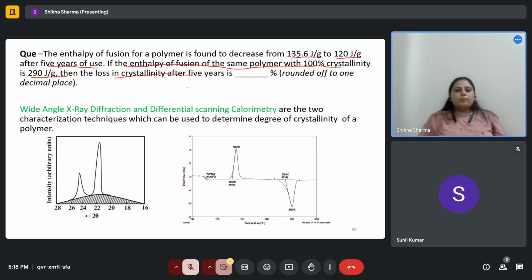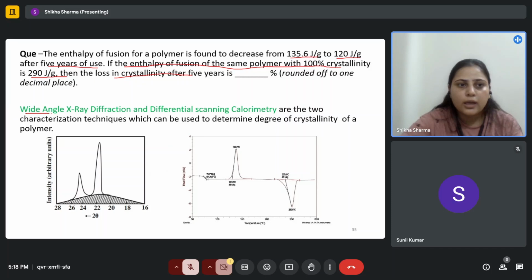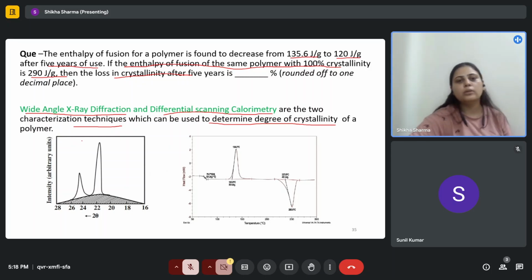So first let's discuss some concepts: wide angle X-ray diffraction, which is known as WA-XRD, and the DSC, which is the differential scanning calorimeter. These two techniques are characterization techniques used to determine the degree of crystallinity in any polymer. If we have a sample of any polymer, we'll either go for wide angle X-ray diffraction or DSC for understanding the degree of crystallinity.